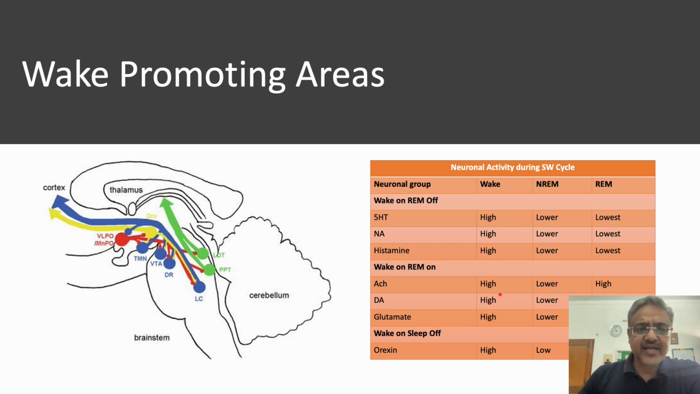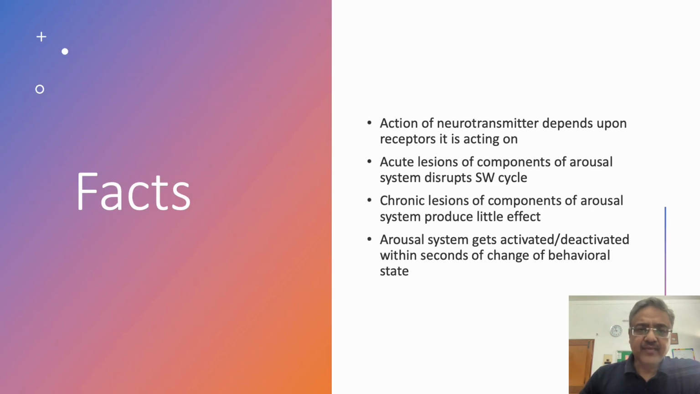Similarly, we can see here that during REM sleep, the activity of the cholinergic neurons, which are present in the laterodorsal tegmental nucleus, is high, and that gives rise to many of the features of REM sleep, as we shall see in the later slides. But we need to understand that it is not the neurotransmitters which govern the state of wakefulness and REM and non-REM sleep. It is basically the receptors on which they act. And we all know that receptors can be inhibitory or excitatory.